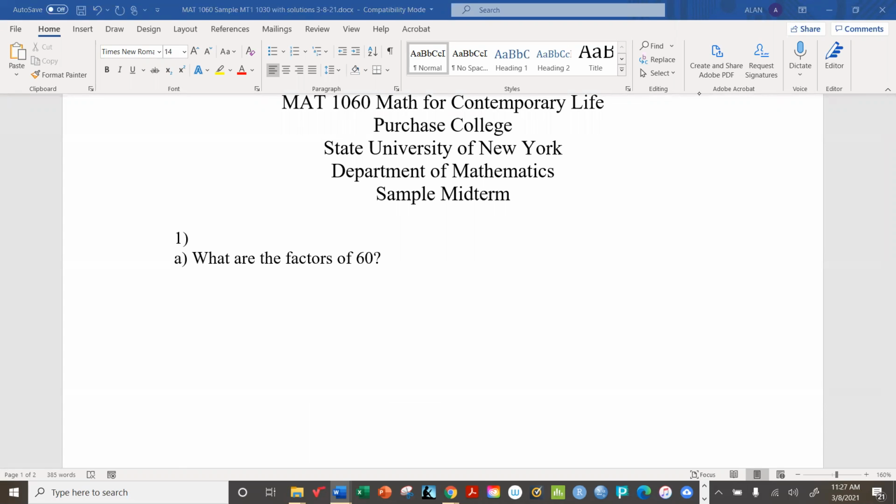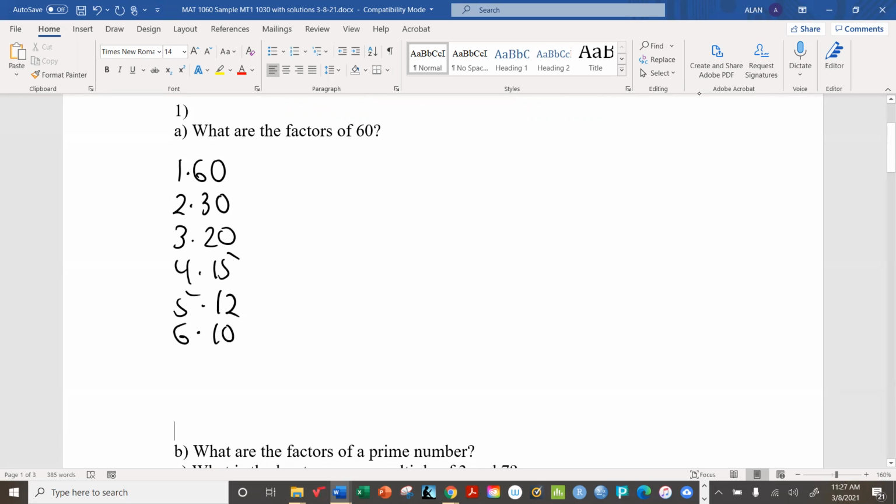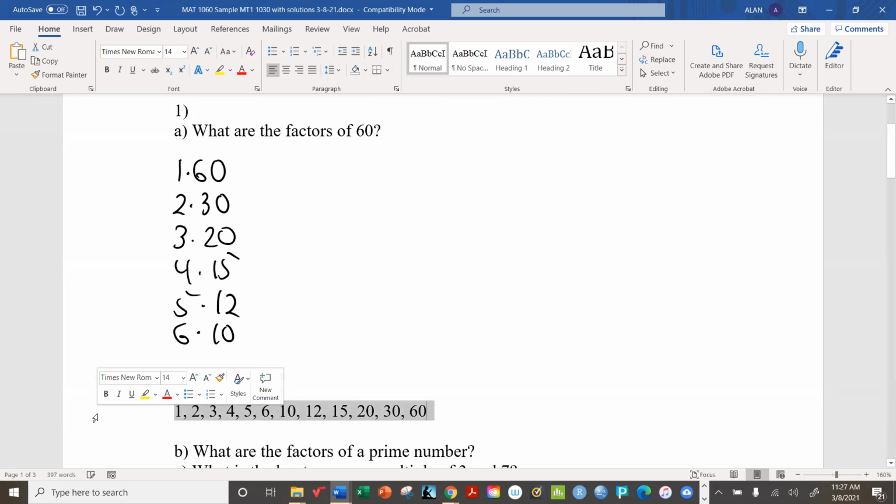And so the way we get that, one way to do this, is to write them out in pairs. And the list just goes on and on and on. And then all of a sudden you realize, well, we're done. There's no more. And then you can write them out in numerical order: 1, 2, 3, 4, 5, 6, 10, 12, 15, 20, 30, and 60. Yes. Okay. So that answer is absolutely correct. And so those are our factors. Very nice.